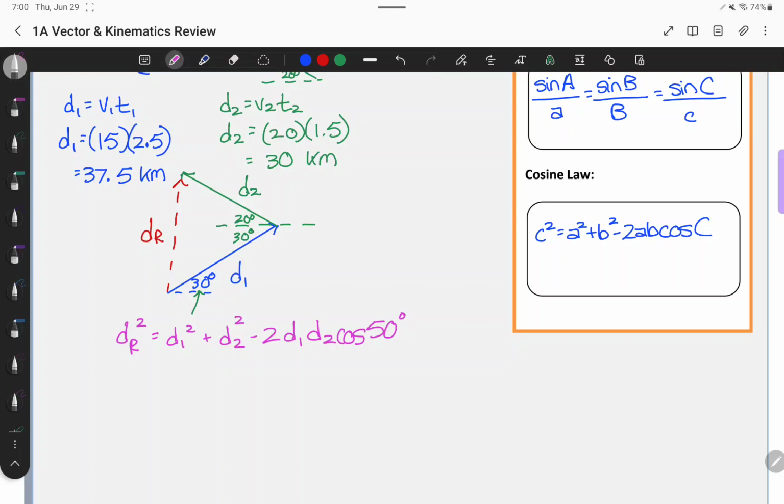Okay, and then I want to substitute in my values and solve for dr. I'm okay with taking a square root in the same step, so I'll say dr is equal to the square root of, instead of d1 squared, that's going to be 37.5 squared. And notice that I'm keeping all the decimal places there. Plus 30 squared minus 2 times 37.5 times 30 cosine 50 degrees.